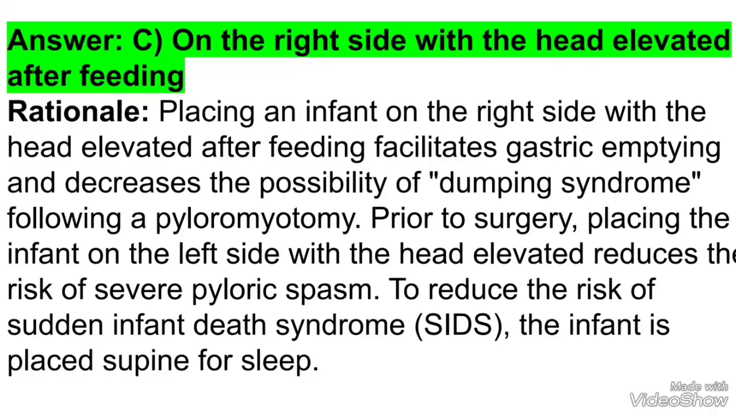Rationale. Placing an infant on the right side with the head elevated after feeding facilitates gastric emptying and decreases the possibility of dumping syndrome following a pyloromyotomy. Prior to surgery, placing the infant on the left side with the head elevated reduces the risk of severe pyloric spasm. To reduce the risk of sudden infant death syndrome, the infant is placed supine for sleep.